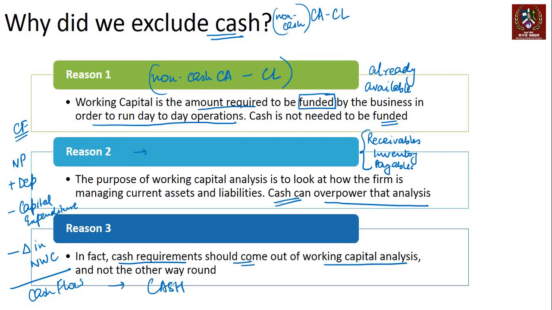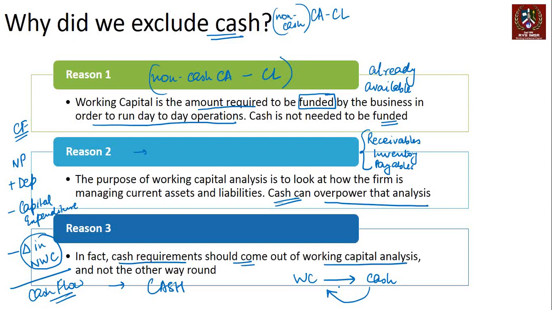Now, if I use cash in calculating this, how can I use cash in calculating this when I'm going to get cash from this analysis? So the order is that working capital gives me cash, and it can't be the other way around, because then there is a problem. You need cash to calculate working capital, and you need working capital to calculate cash. So that's the third reason why you remove it, right?